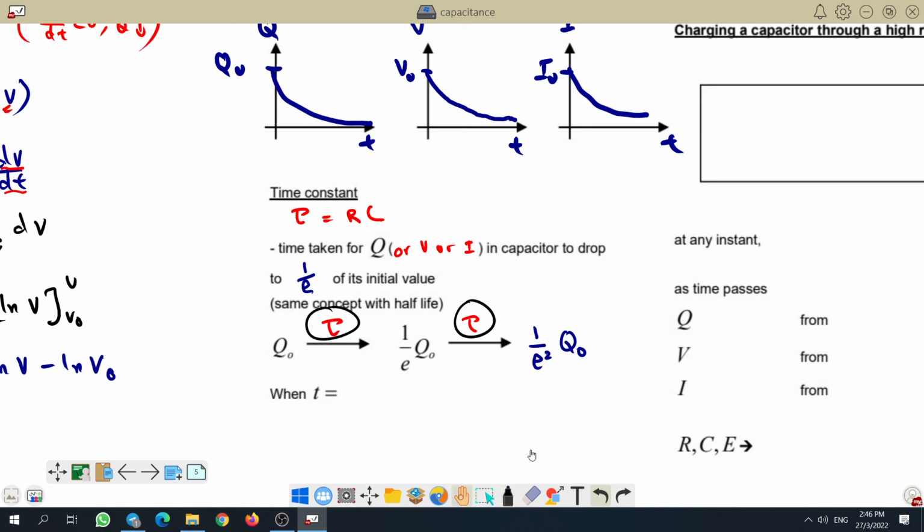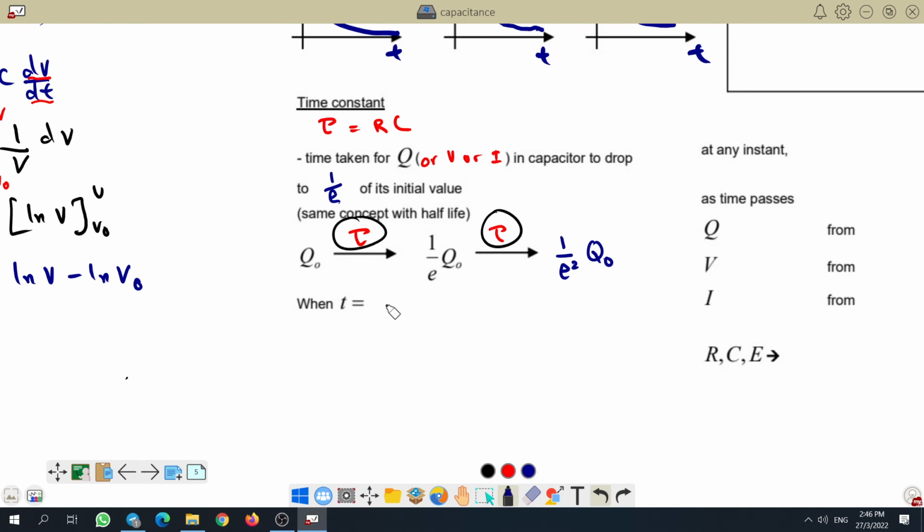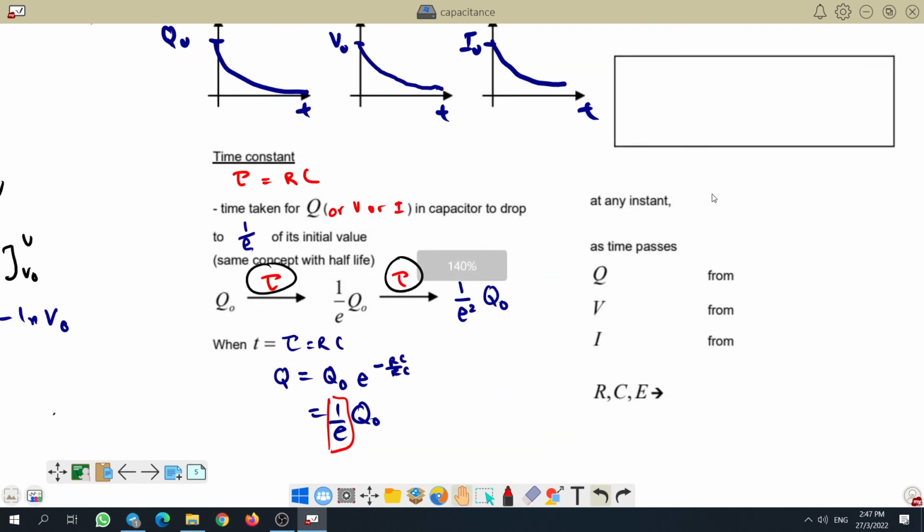It's actually very easy to prove, because when t equals tau equals RC, that is exactly what we get. Q equals Q naught e to the negative RC per RC, so 1 over e times Q naught. One over e is around how much? The exponent is t over RC, so when the time is RC, it is RC per RC, which is negative 1. So e to the negative 1, which is 1 over e.